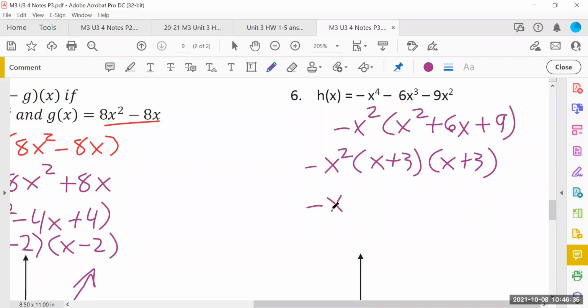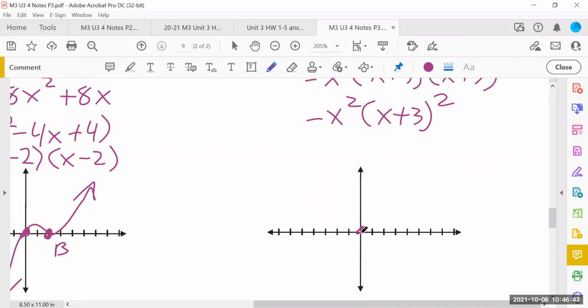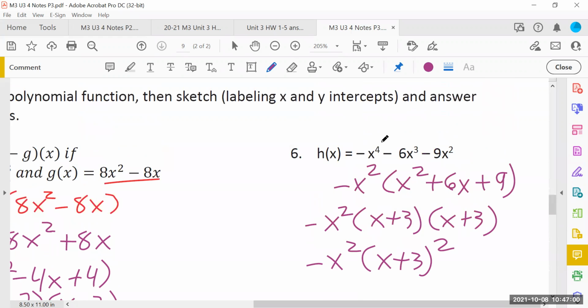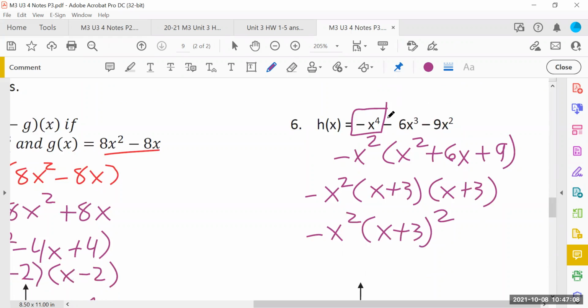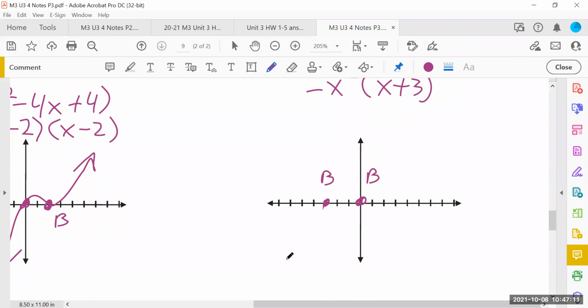Here, then, I can rewrite this. Negative x squared, x plus 3 squared makes it a little bit more obvious that I have an x-intercept at 0 that's a bounce, and an x-intercept at negative 3 that's a bounce. And then my end behavior, looking back up here, negative x to the 4th, that's going to be low, low end behavior. Negative, even. So start low, up, bounce, bounce, down.